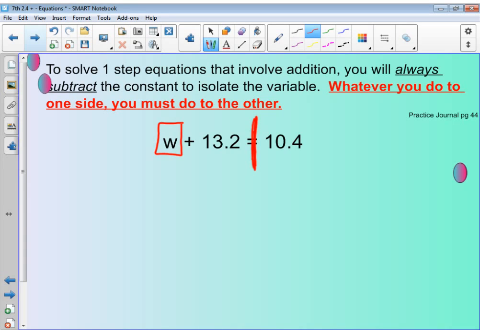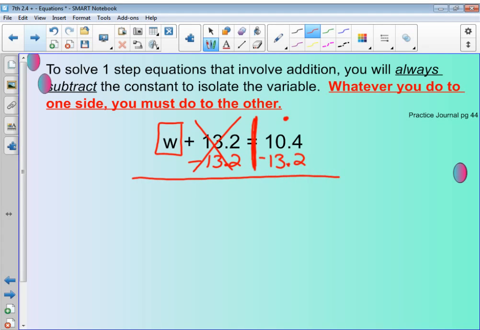Here I have a plus, or a positive, 13.2. So I'm going to subtract that out so that I can zero out this side and leave it with just the W. This is showing my cancellation. Whatever I do to one side of the equal sign, I then have to do to the other side. So I'm going to say minus 13.2.